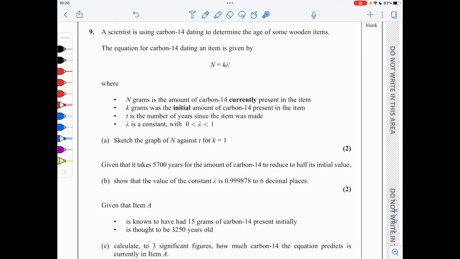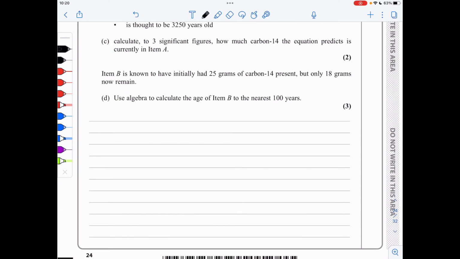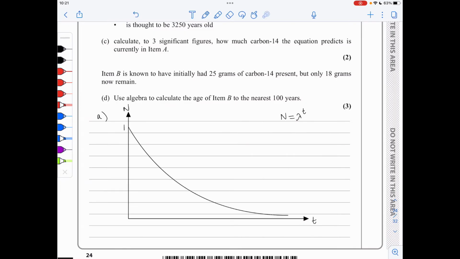In question 9, part A, we are asked to sketch the graph of N against t for k is 1. So in other words, we are asked to sketch the graph of N equals lambda to the t. So the graph should look something like this. We have a cut on the vertical axis at 1 because when t is 0, capital N is lambda to the 0, which is 1. It progressively becomes smaller, and we know that it becomes smaller because lambda is between 0 and 1, and the horizontal t-axis is an asymptote.